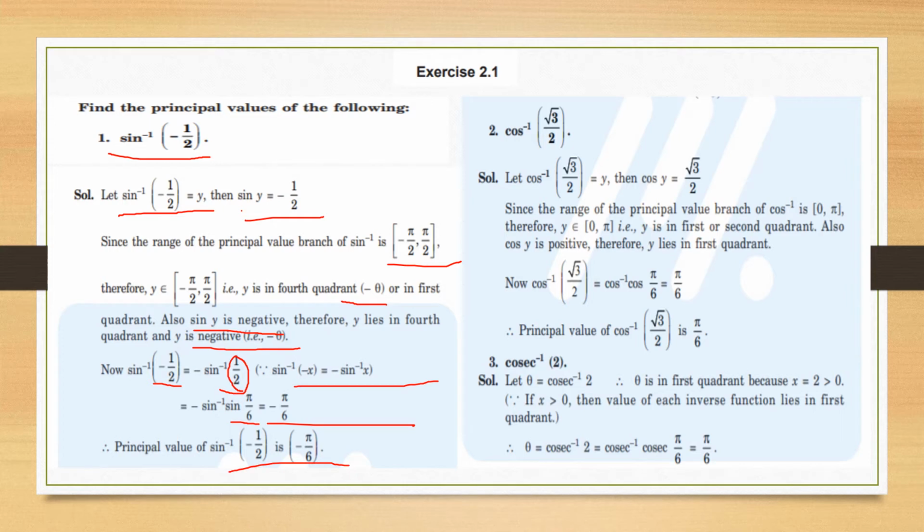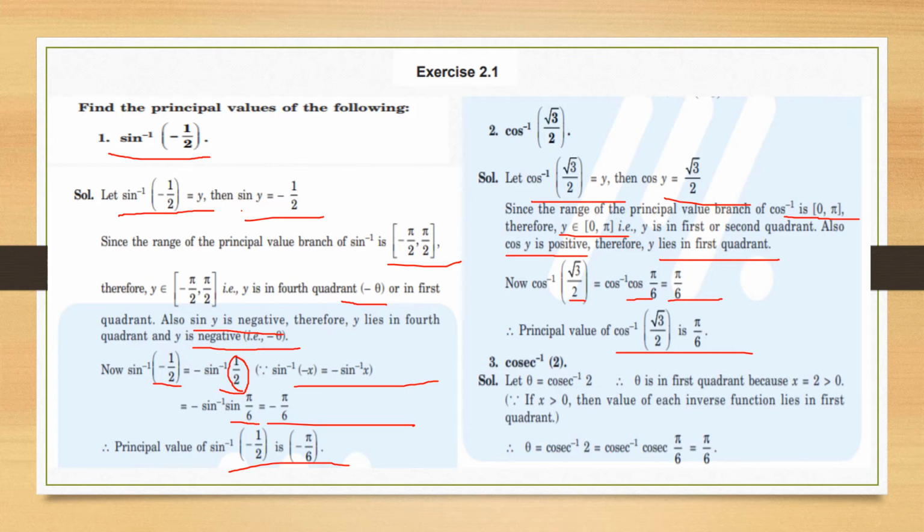Number 2 is cos inverse root 3 by 2. So put cos inverse root 3 by 2 equal to y, cos y is root 3 by 2. Now the range of principal value branch of cos inverse is the closed interval 0 to pi, right? So y is in the first or second quadrant. Now also cos y is positive, so it is lying in the first quadrant itself. Now cos inverse root 3 by 2, it's simple that root 3 by 2 is cos pi by 6, so pi by 6 is the required principal value of cos inverse root 3 by 2.